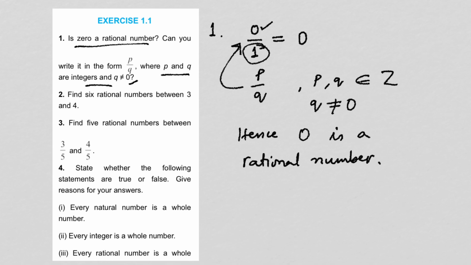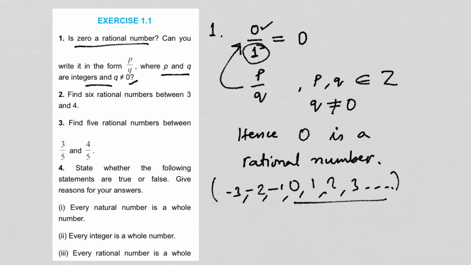Also, 0 comes in which collection of numbers? These are called integers. So 0, 1, 2, 3, minus 1, minus 2. All the whole numbers which start with 0, the counting numbers and the negative numbers, minus 1, minus 2, minus 3, going to infinity on both sides. These numbers are called integers, and integers come under rational numbers. So yes, 0 is a rational number.